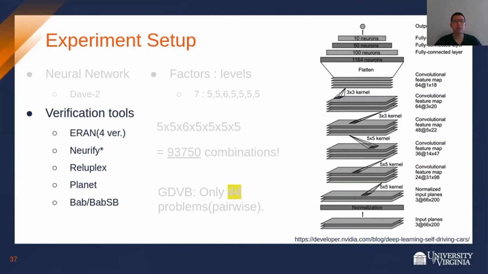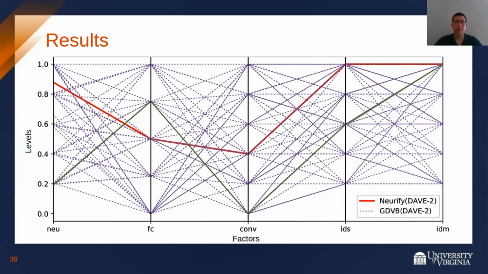We use GDVB to generate the benchmark, and to show its use case, we ran 5 verification tools on it. Here is a plot that showcases the diversity of our benchmark for the DAVE-2 network. The x-axis represents 5 factors: number of neurons, number of fully connected layers, number of convolutional layers, input domain size, and input dimensions. The y-axis shows the levels normalized to the range between 0 and 1. For example, for the number of fully connected layers factor, the 5 levels are the number of fully connected layers ranging from 0 to 4.